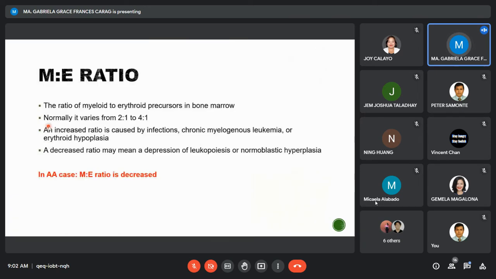Next po is ME ratio. So ME ratio is a ratio of myeloid to erythroid precursor in bone marrow. Normally, it varies from 2:1 to 4:1. So an increased ratio is caused by infections, chronic myelogenous leukemia, or erythroid hypoplasia. Decreased ratio may mean a depression of leukopoiesis or normoblastic hyperplasia. So in aplastic anemia case, ME ratio is decreased.